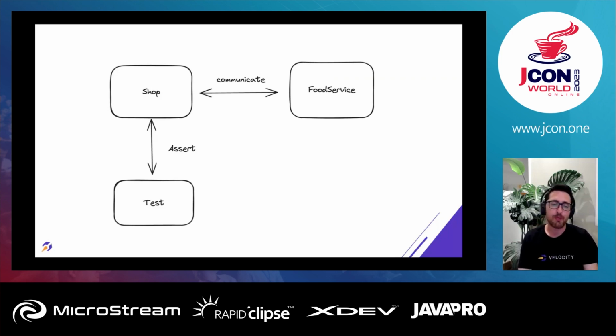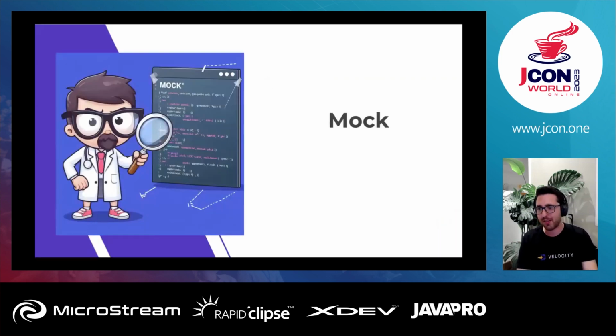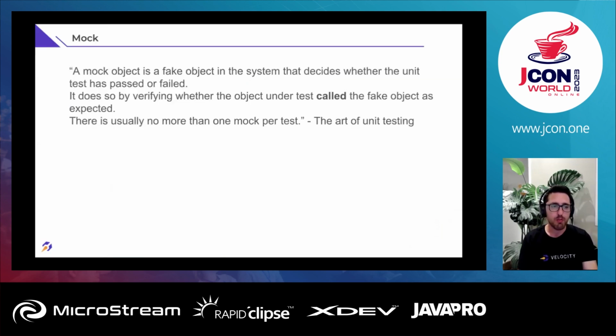Now let's talk about mock. So again, as I said, in Mockito everything is a mock, but it has a proper definition. A mock object is a fake object in the system that decides whether the unit test has passed or failed. It does so by verifying whether the object under test called the fake object as expected. There is usually no more than 1 mock per test.